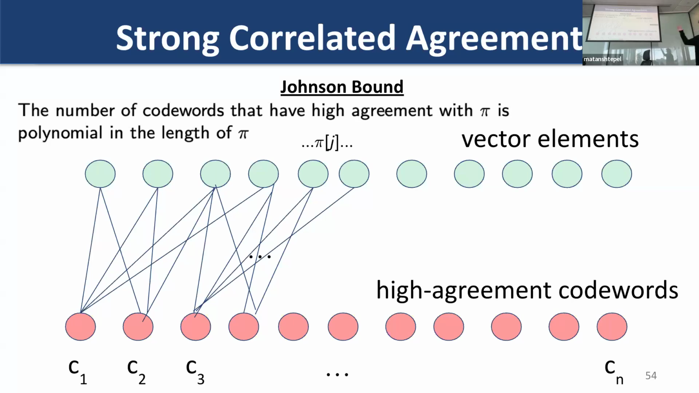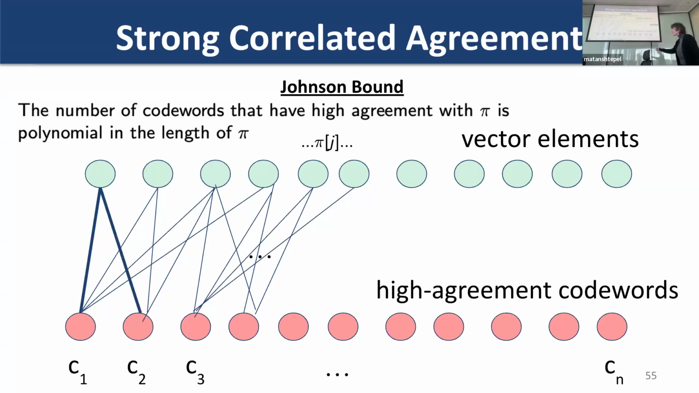Right, so the Johnson bound, one way to state it is that the number of code words that have high agreement with pi is polynomial in the length of pi. The way that this is proven is you draw a bipartite graph. On the bottom, you put all of your high agreement code words. On the top, you put every element of your vector. And then you draw an edge between a code word and an element if that code word has that element in that position. So C1 gets an edge to the first one if the first element of C1 is that first vector, and so on.